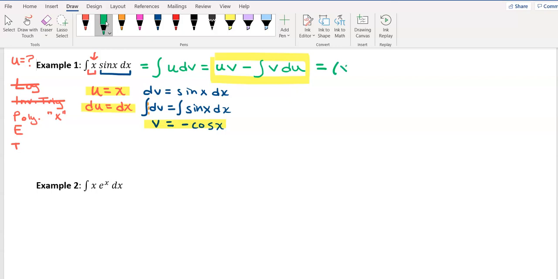So u is x, v is the negative cosine of x, minus the integral of v is the negative cosine of x, and then du is dx. So this left-hand side, of course, can be simplified, and this right-hand side we will need to take the antiderivative of. So let's keep going.